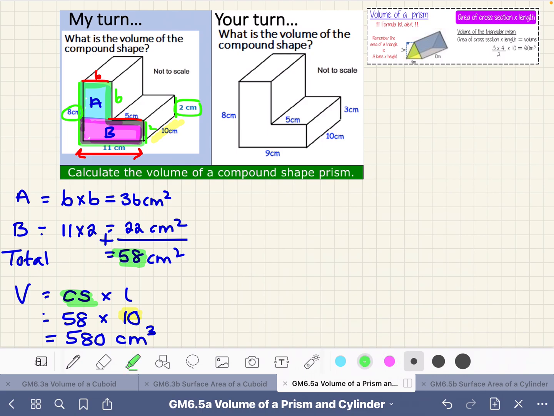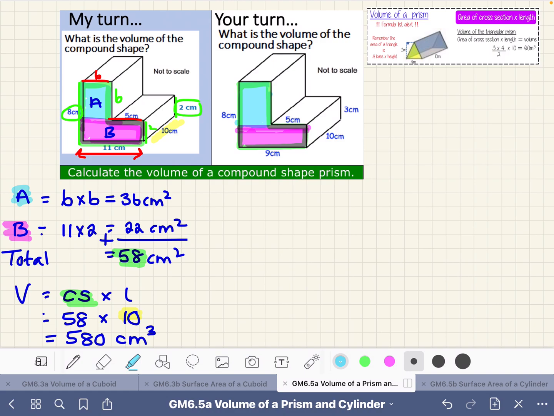The face of this shape, the cross section, is again an L shape. We will split this up into two separate parts. So I'm looking at area of B at the bottom in the same way as I did before. And I'm also looking at the area of A at the top, which I also did before.